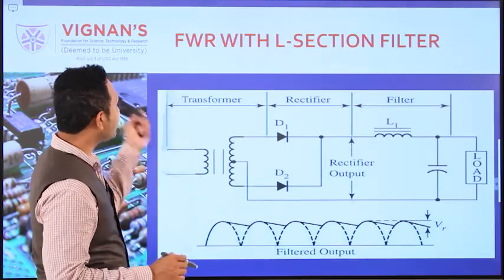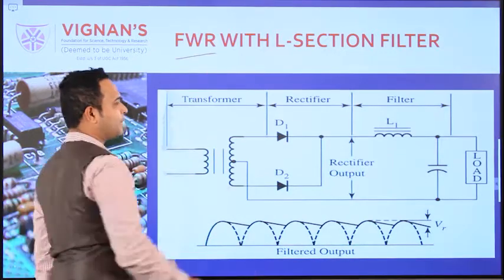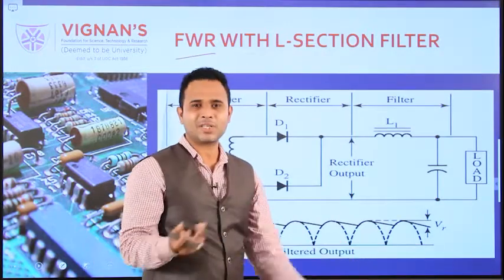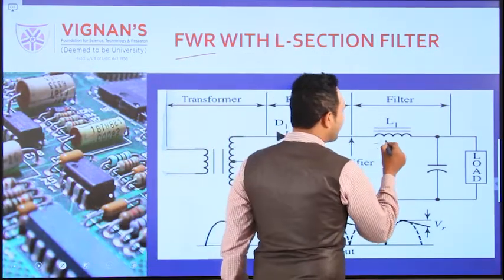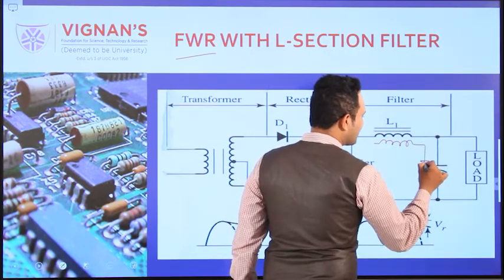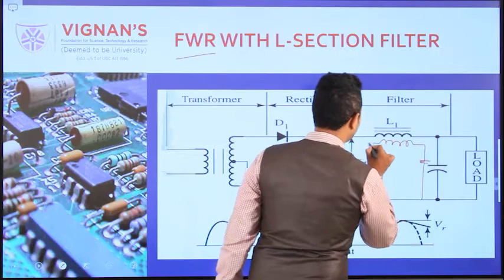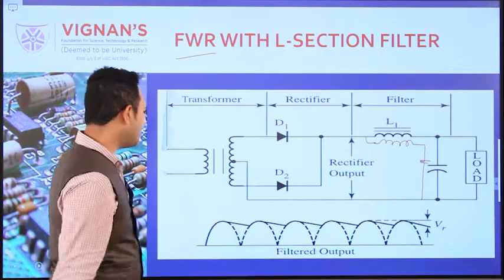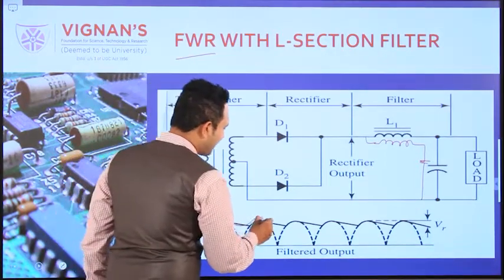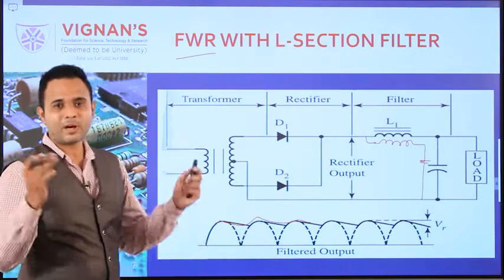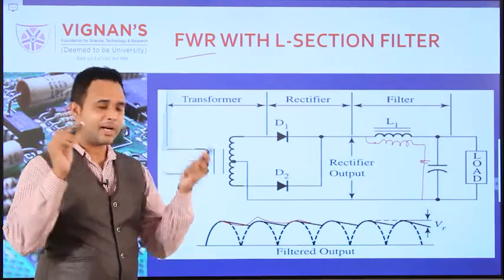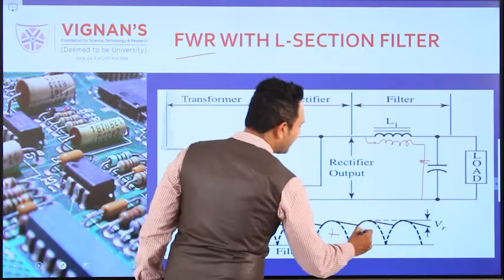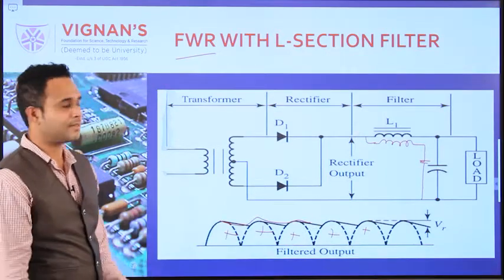Coming to the full wave rectifier with the L section filter. For any type of rectifier, we connect the L section at the output side. Here also we connect one inductor and one capacitor in an L shape. For the full wave rectifier also we connect similarly. Here we get the same type of output, but for the half wave rectifier we get alternate positive peaks, whereas for the full wave rectifier we get continuous positive peaks. This is the only difference.